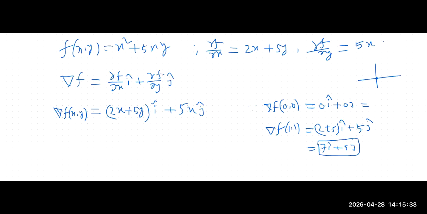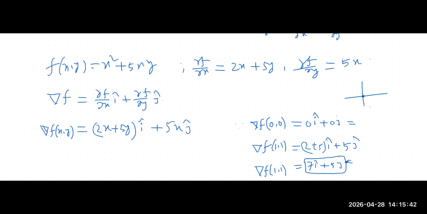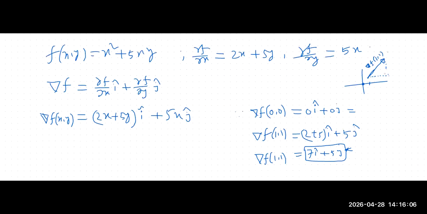So if we calculate the gradient of any function at any specific point, we will get a vector. So at 1, 1, the x direction component is 7, the y direction component is 5. So the ultimate vector at this point is something like this. This vector is basically the gradient of f at point 1, 1. So if we put any point from the domain of f, then we will get a vector at that point. So basically, we are generating a vector field when we are calculating the gradient of any function. So this is the concept.